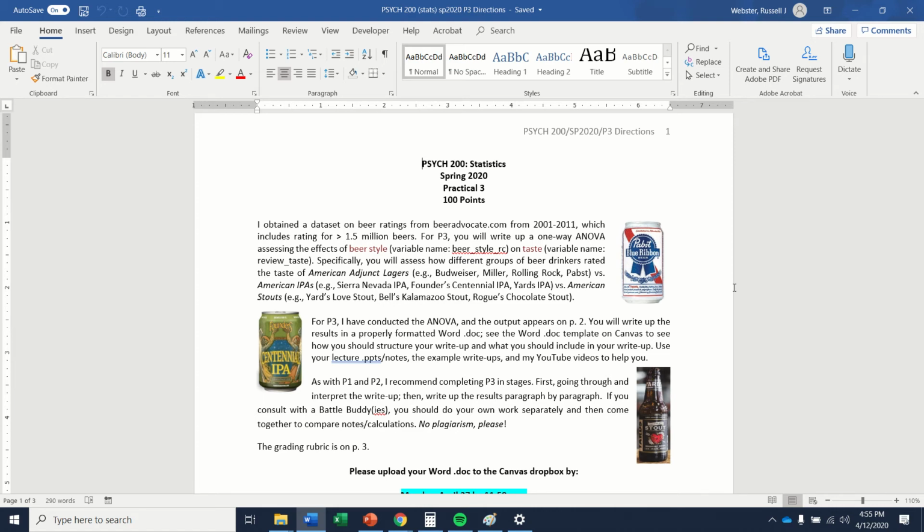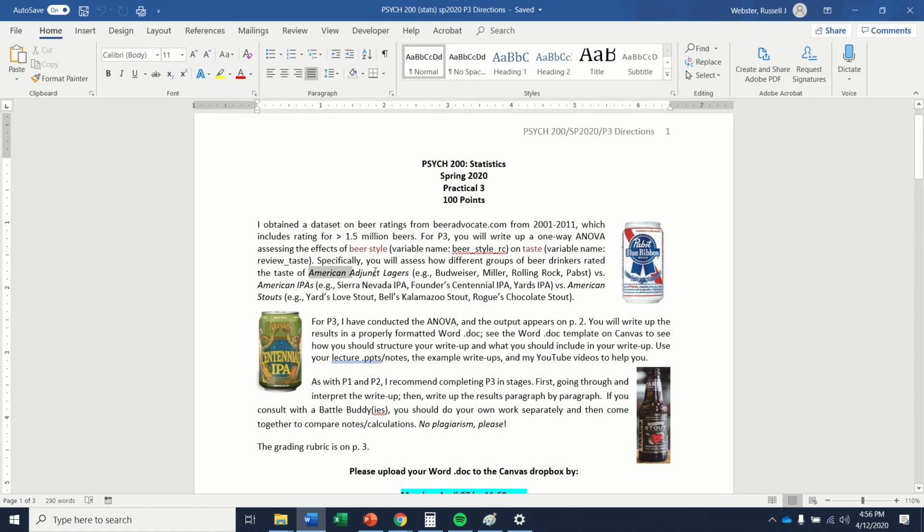It is huge. For Practical 3, you'll write up a one-way ANOVA assessing the effects of beer style on taste ratings. More specifically, you'll assess how different groups of beer drinkers rated the taste of 3 different types of beer. So we have American adjunct lagers, and that name sounds complicated, but this is in reference to the mass-produced beers like Budweiser, Miller, Rolling Rock, Pabst Blue Ribbon, as there's a picture here.